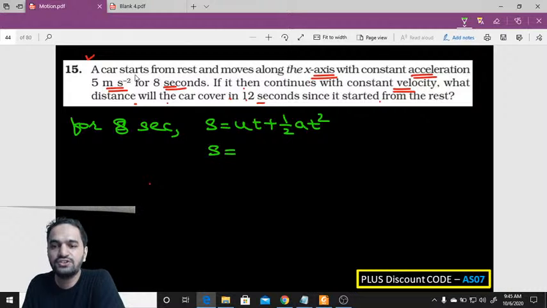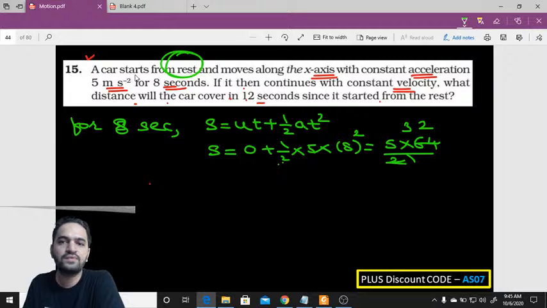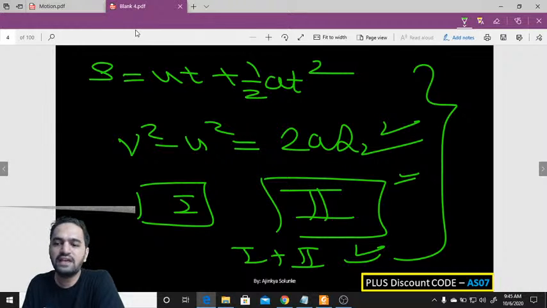Okay, so S is equal to u t plus half a t square. The value of u is 0 because the object was at rest, so 0 into t is 0. Half, acceleration value is 5. What about time? Time is 8 seconds, so 8 square. So that would be 5 into 8 8s are 64, divided by 2. So 2 1s are, 2 3s are, 2 2s are 32, into 5. Can you please calculate 32 into 5?